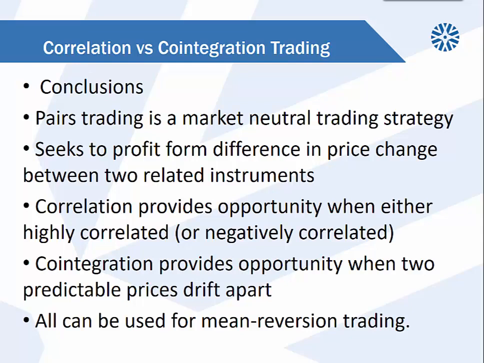Correlation provides the opportunity when the instruments are either highly correlated or negatively correlated. So we're looking at correlations above 0.8 or negative correlations beneath negative 0.8. What co-integration provides us is an opportunity when two predictable prices or predictable relationships start to drift apart. All of those can be used for what is known as mean reversion trading. We're looking to take an opportunity once the price or the relationship has drifted apart by X number of standard deviations, then we know that there is a good opportunity for price to revert to its mean value. And that is what provides us with our trading opportunity.